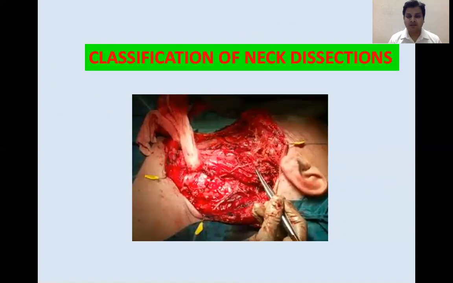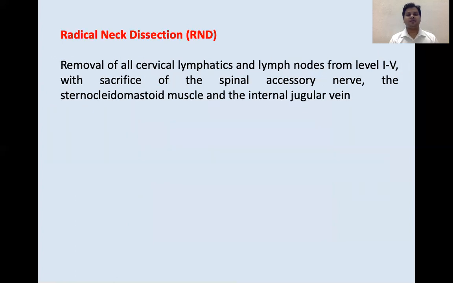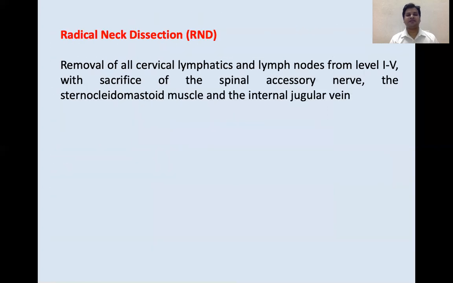Now, classification of neck dissection, it is mostly based on the Memorial Sloan Kettering Cancer Center classification. And now the comprehensive neck dissection. What is radical neck dissection? Removal of all cervical lymph nodes from level 1 to 5 with sacrifice of 3 important structures: spinal accessory nerve, sternocleidomastoid muscle, and internal jugular vein. That is called radical neck dissection.